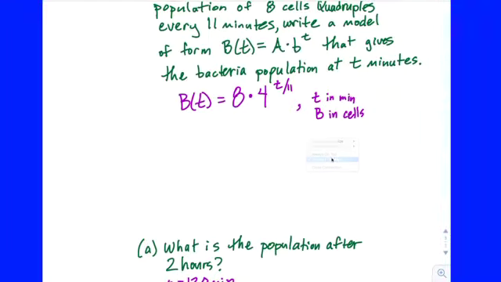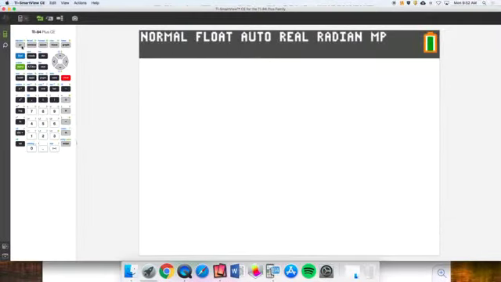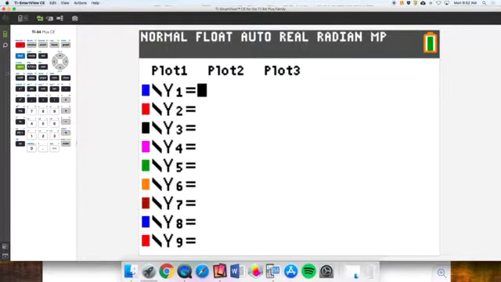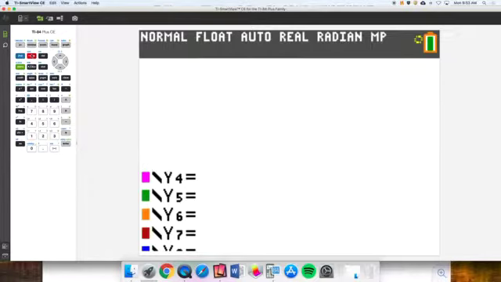So let's go ahead and do that. Here's where your calculator comes in. Turn it on. Why is mine not on? There it is. Boom. You go to Y equals and you type it in. So that's 8 times 4 caret, and then you could just put X divided by 11 or 1/11 times X. That's probably the quickest way to do it. Remember, we use X instead of T. So you make sure, double check that it's in there correctly, and now we go to the home screen.